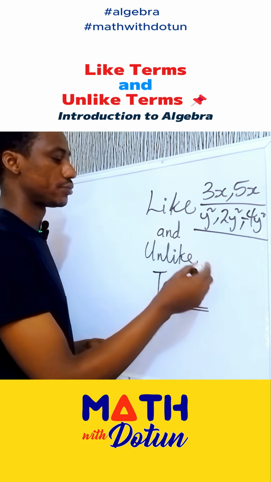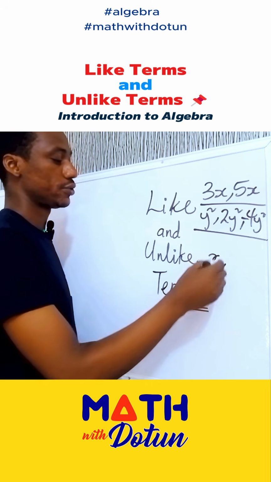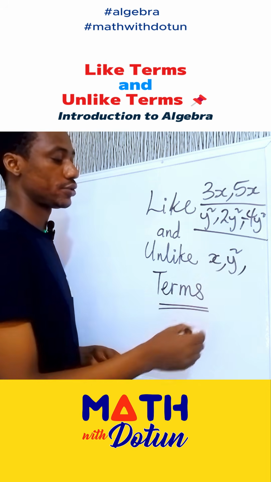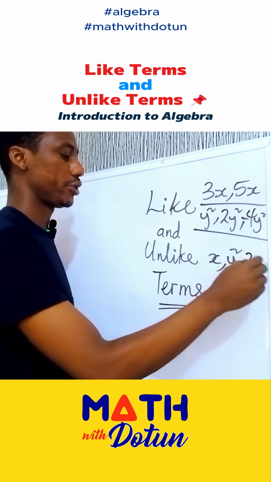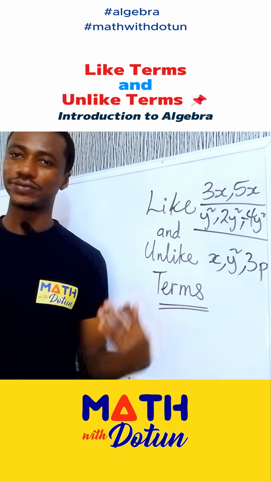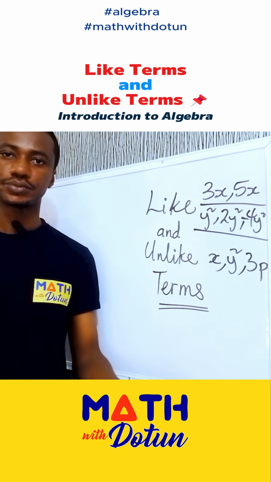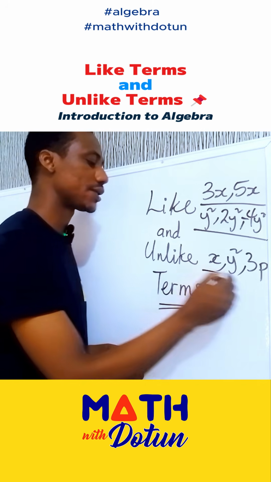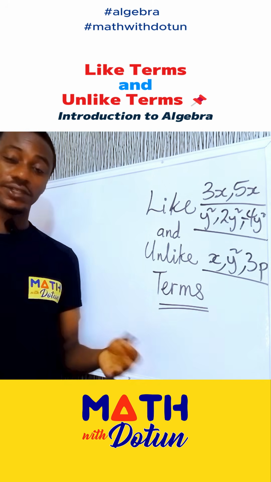Okay, let's see. Different variables, different powers. So you have x, you have y squared, you have 3p. Okay, so these are unlike terms because they do not have the same variables, they do not have the same power. And then you could also have unlike terms with the same variables but different powers.